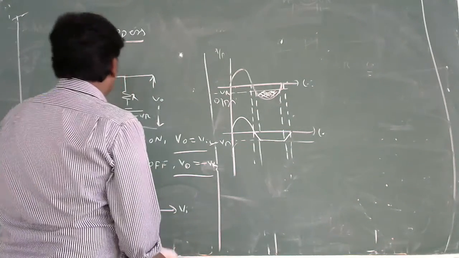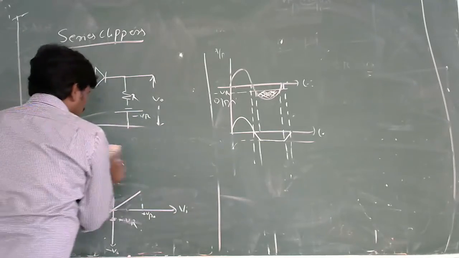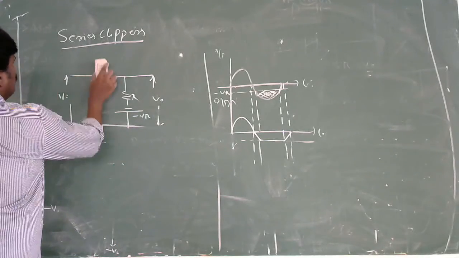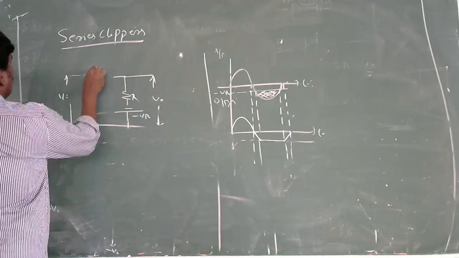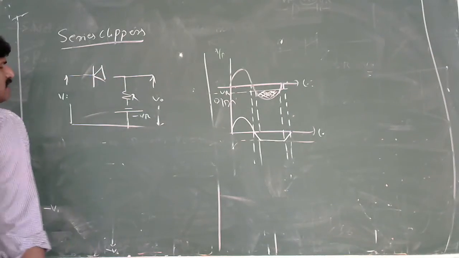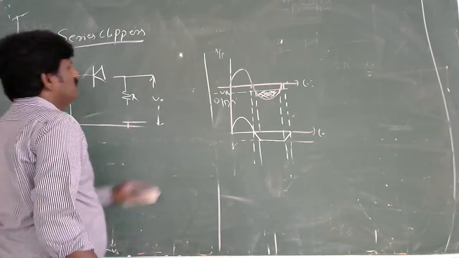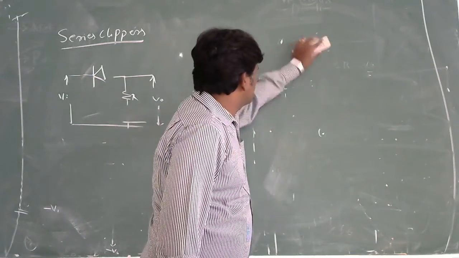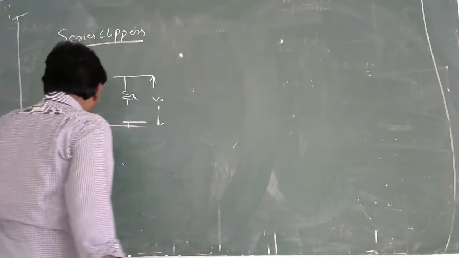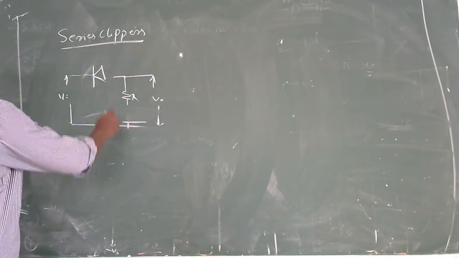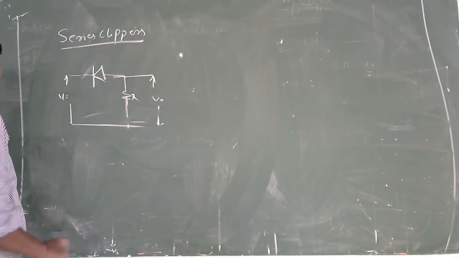You can also practice different circuits. You can also change this diode like this. Then you can draw the transfer characteristics by observing the conduction state of this diode. When you keep the diode like this, very simple.